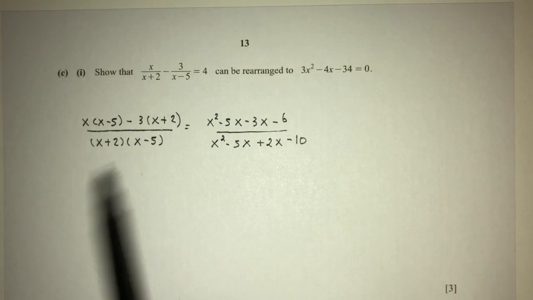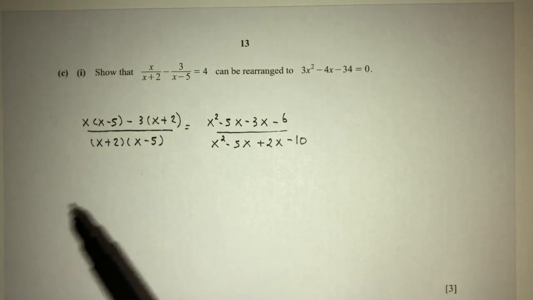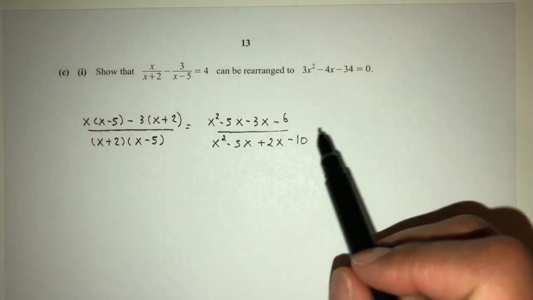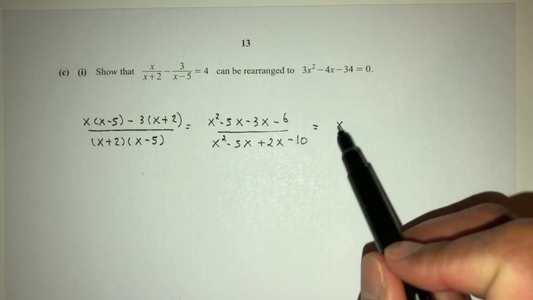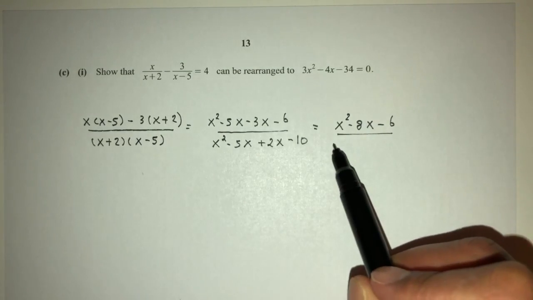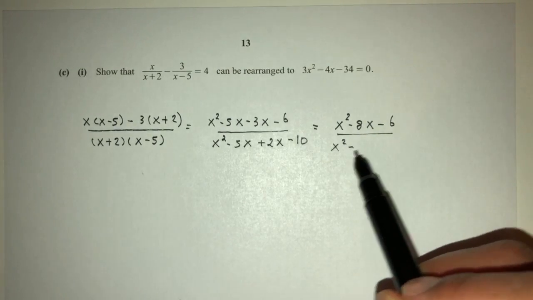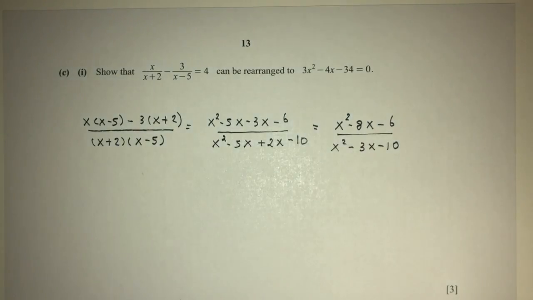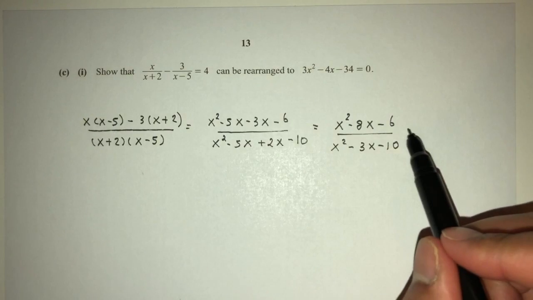Now you can expand this, so you don't need to do it like me. You can always expand this step by step and write this down, okay? No big deal. That should be x squared minus 8x minus 6 over x squared minus 3x minus 10. Okay, so this is equal to 4.